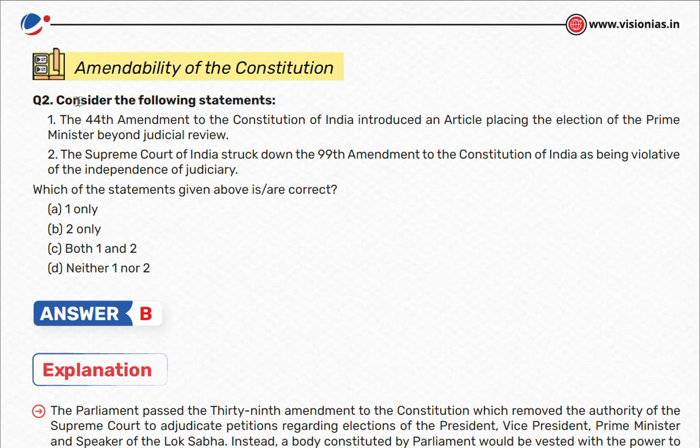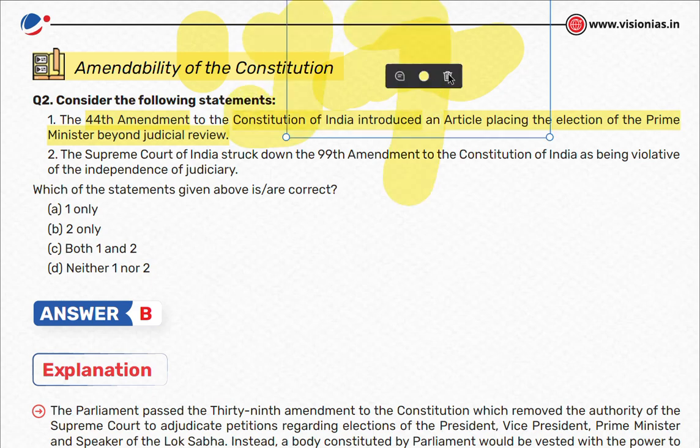Now, the second question. Consider the following statements. The 44th Amendment to the Constitution of India introduced an article placing the election of the Prime Minister beyond judicial review. No, it was introduced by the 42nd, not the 44th. It was during Indira Gandhi's time that this kind of provision was introduced, I think under the 42nd, because the 44th happened in 1978 when Indira Gandhi was not in power. So I think this is incorrect.